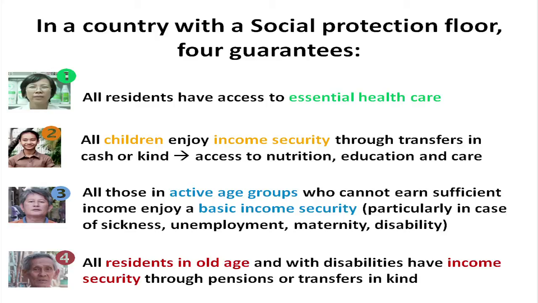The third one is that all those in the active age group, all the working population, can enjoy sufficient and stable income security throughout life. This will provide them security in case of work injury, maternity, disability, unemployment, and many others. And the last one is that all residents in old age and with disability, persons with disability, have income security through pension or transfer in kind. Those are the 4 guarantees of the floor.